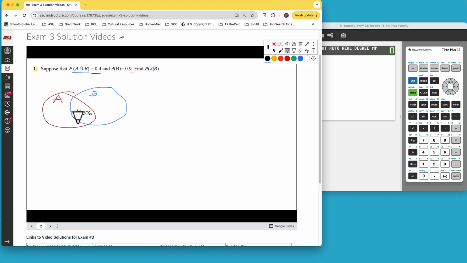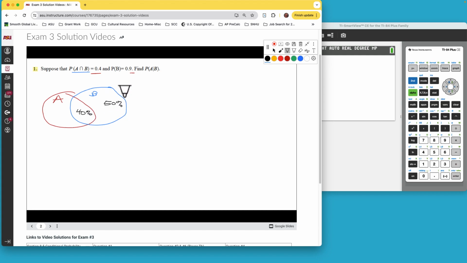Well, we've already accounted for 40% here, right? And so this portion that's not in the red would be 50%, right? 40 plus 50 gives us the 90. We'll do that, thinking of the pieces.